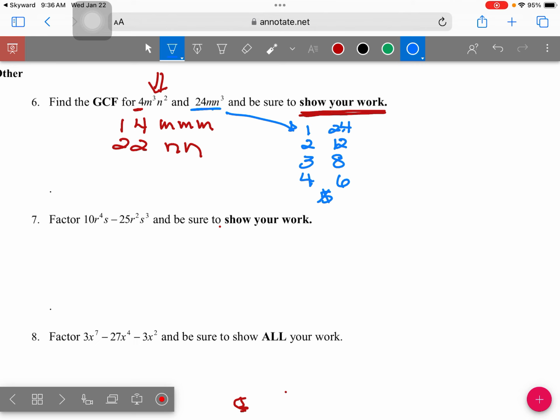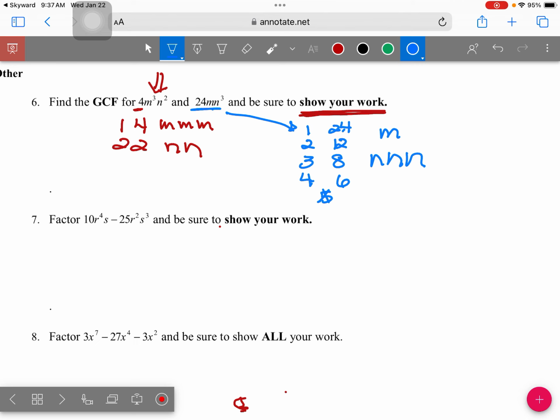All right? Then it says m. How many m's is that? 1. 1m here for 24m n to the third. And my n's are n to the third power, which means n times n times n.